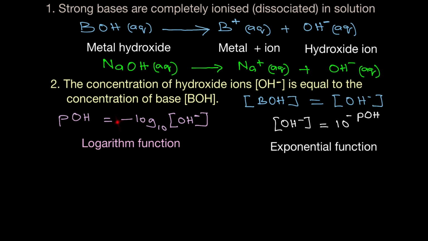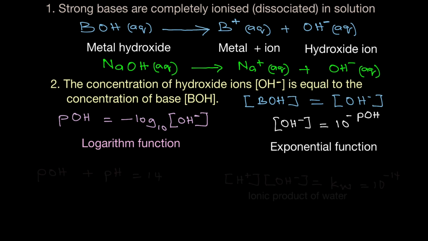What we did was turn the logarithm function into the exponential function by multiplying both sides by minus 1. This side will be minus, and that will be plus, and then we raise 10 to the power of minus pOH, and the answer will be equal to the concentration of OH minus. We use the logarithm function to solve the exponential function, and we use the exponential function to solve the logarithm function.